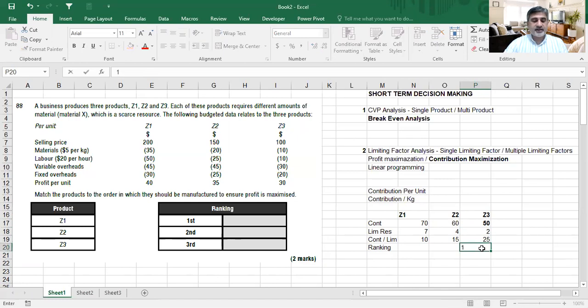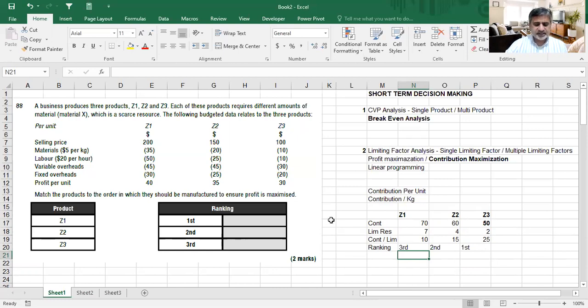If you have to make a ranking, your first choice is here, and your second choice is this one, and your third choice is this one. Because you have to pick up a product which is giving you maximum contribution per kilogram. So material X is my scarce resource. I want to use material X in the most intelligent way. And the most intelligent way is to use material X on making product Z3. Once your Z3 demand is completed, then you move to Z2. And when you complete all of the Z2, then you start making Z1.